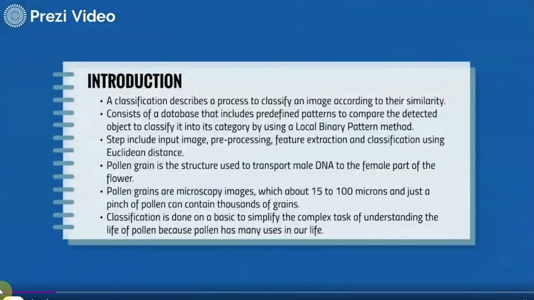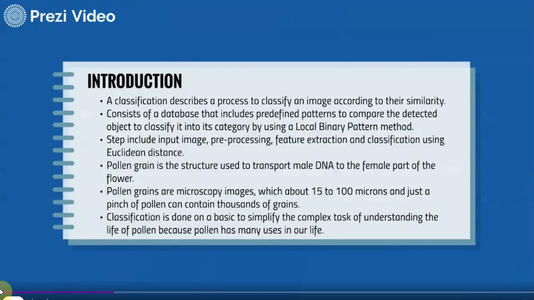For introduction, a classification can describe a process to classify an image according to their similarity that consists of a database that includes predefined patterns to compare the detected object to classify it into its category by using a local binary pattern method. That include in classification are input the pollen image, pre-processing, feature extraction, and classification using Euclidean distance.